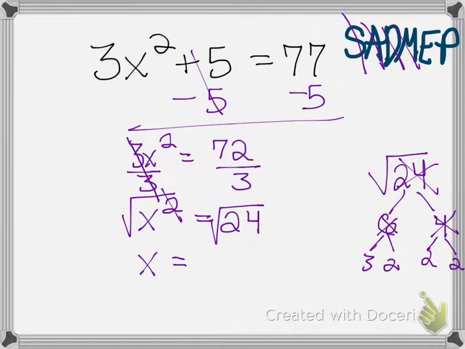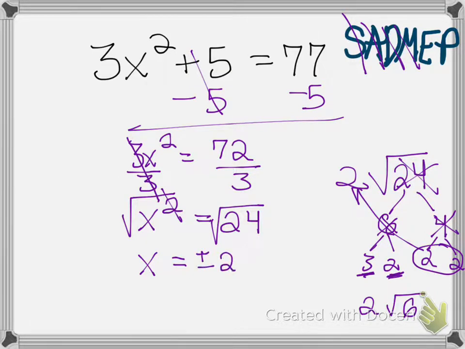And then just like I do in class, for every pair, you take one out. I have a pair of 2s, so I'll take out a 2 in front. But I don't have any other pairs. However, my leftovers of 3 and 2, I'll multiply them together. So 3 times 2 gives me 6. So therefore, x will equal plus or minus 2 square root of 6.